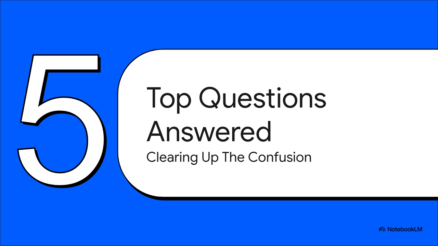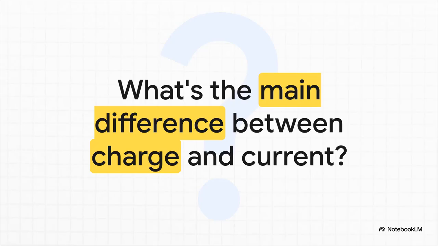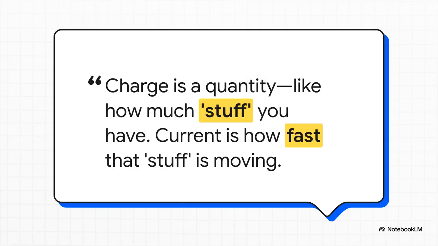All right, to really make sure this all sticks, let's quickly run through a couple of the most common questions people have about all this. Okay, let's boil everything we've talked about down to the most important question and make sure it's unforgettable. And here's the simplest possible answer. Just remember this. Charge is the stuff. Current is how fast the stuff is moving.